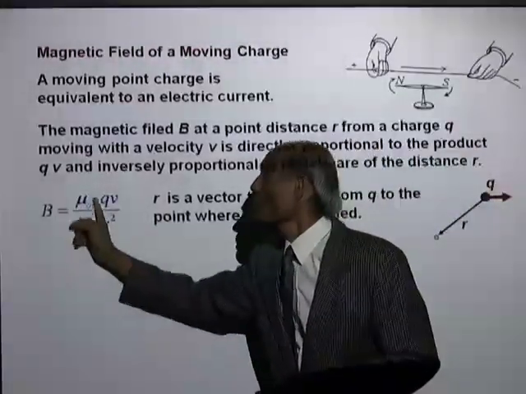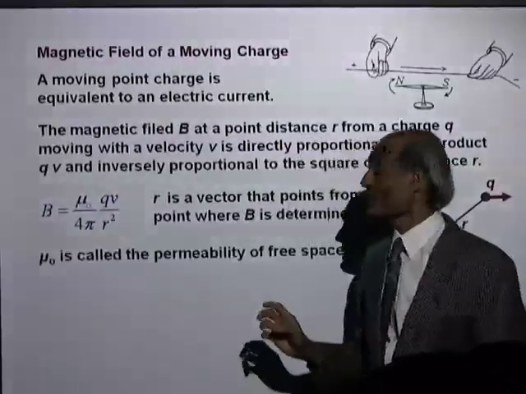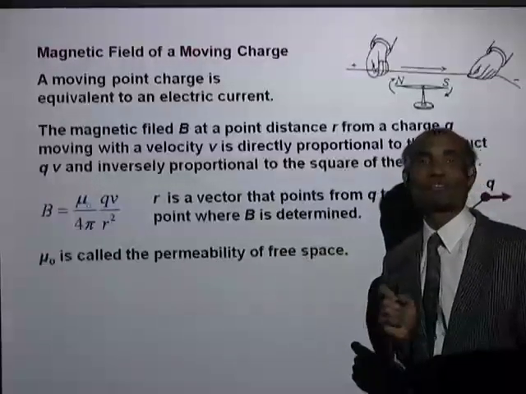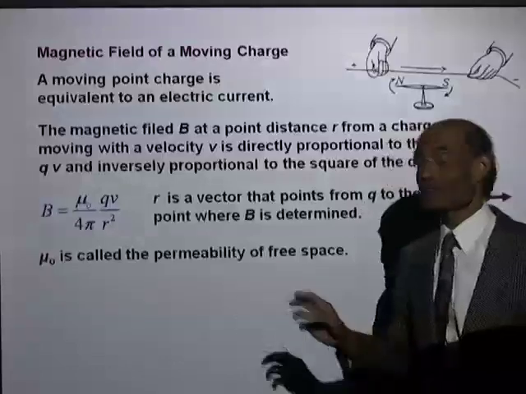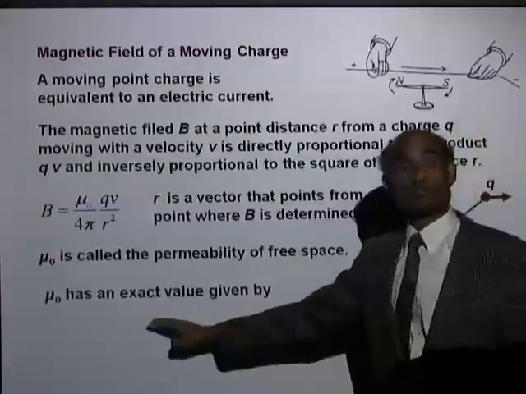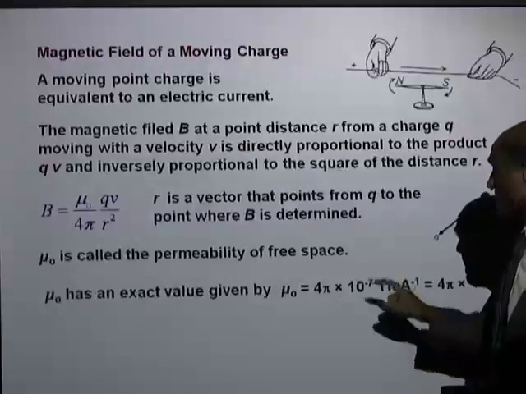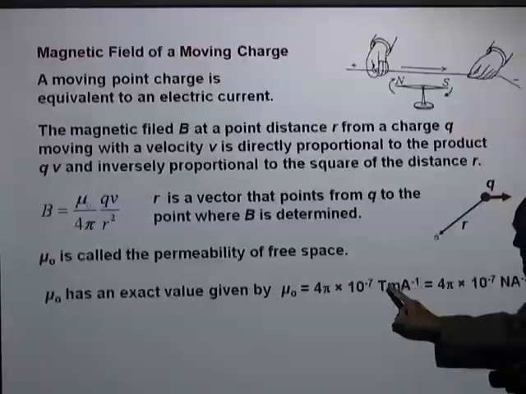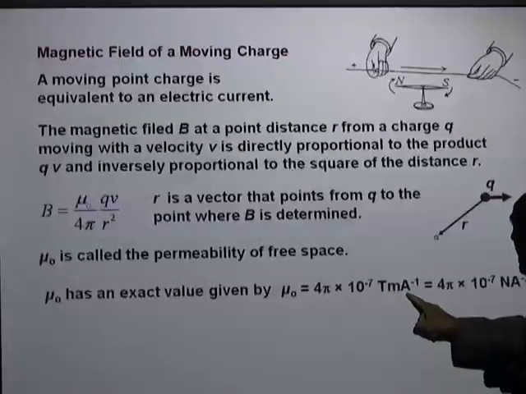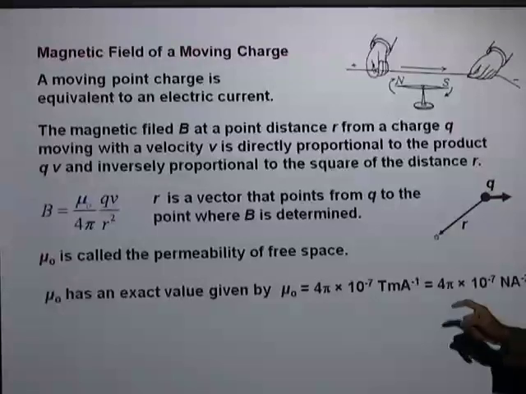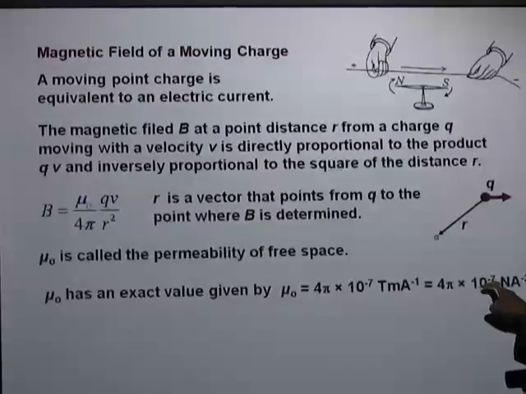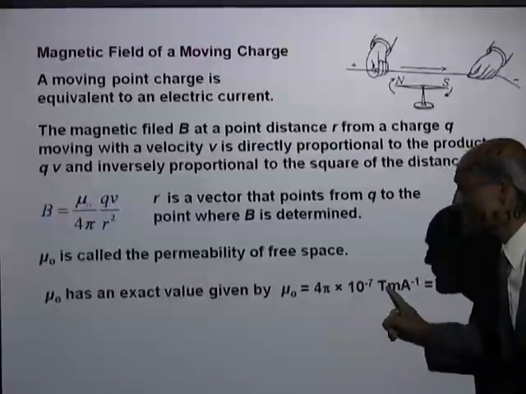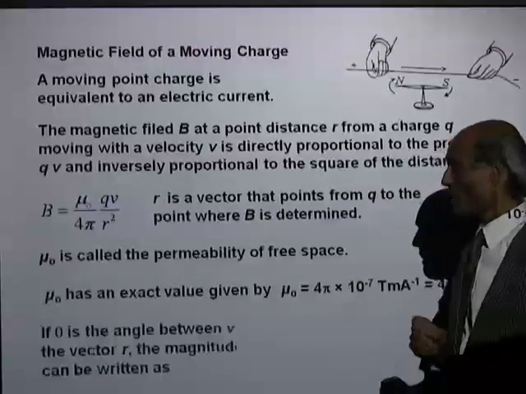And mu 0 over 4 pi is the constant of proportionality, and mu 0 is called the permeability of free space. Towards the end of this lesson, we will talk more about this. Mu 0 has an exact value given by mu 0 equal to 4 pi times 10 to the negative 7 Tesla meter per ampere, which is the same as 4 pi times 10 to the negative 7 Newton per ampere squared. And this you need to keep in mind, so we will be using it very often as we go on.